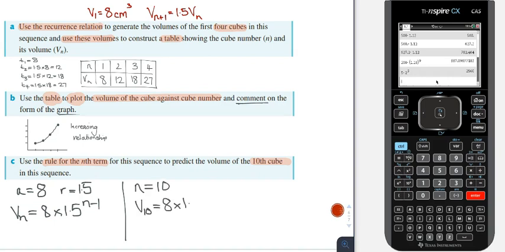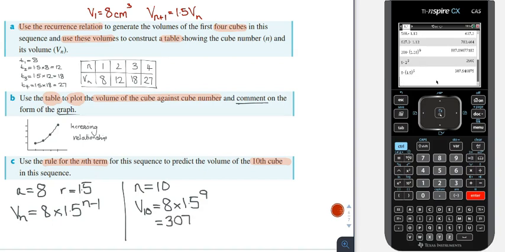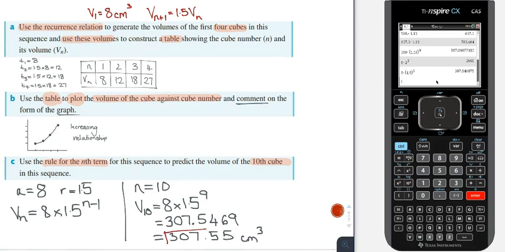Substituting in n equals 10, I get that the volume is equal to 8 times 1.5 to the power of 9, which I can put into my calculator and get out a result of 307.5469 centimeters cubed. That does need to have units attached to it because the question has units attached to it. And that would be my end answer.